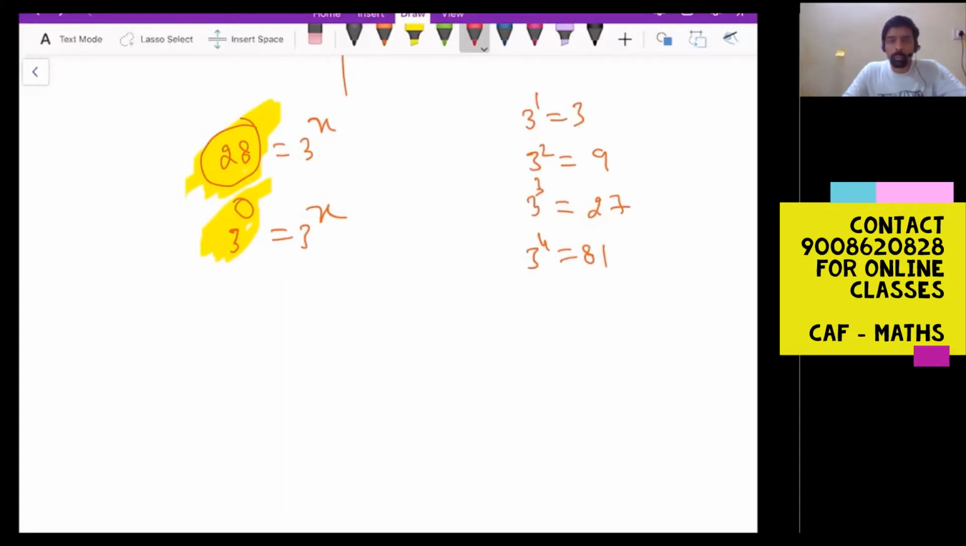If we put 3 to the power 3, if the exponent is 3, we get 27. If the exponent is 4, we get 81. Correct? So in between 3 and 4, it can be 3.1, 3.2, 3.3, and so on up to 3.9. So the answer is between 3 and 4. Got it?